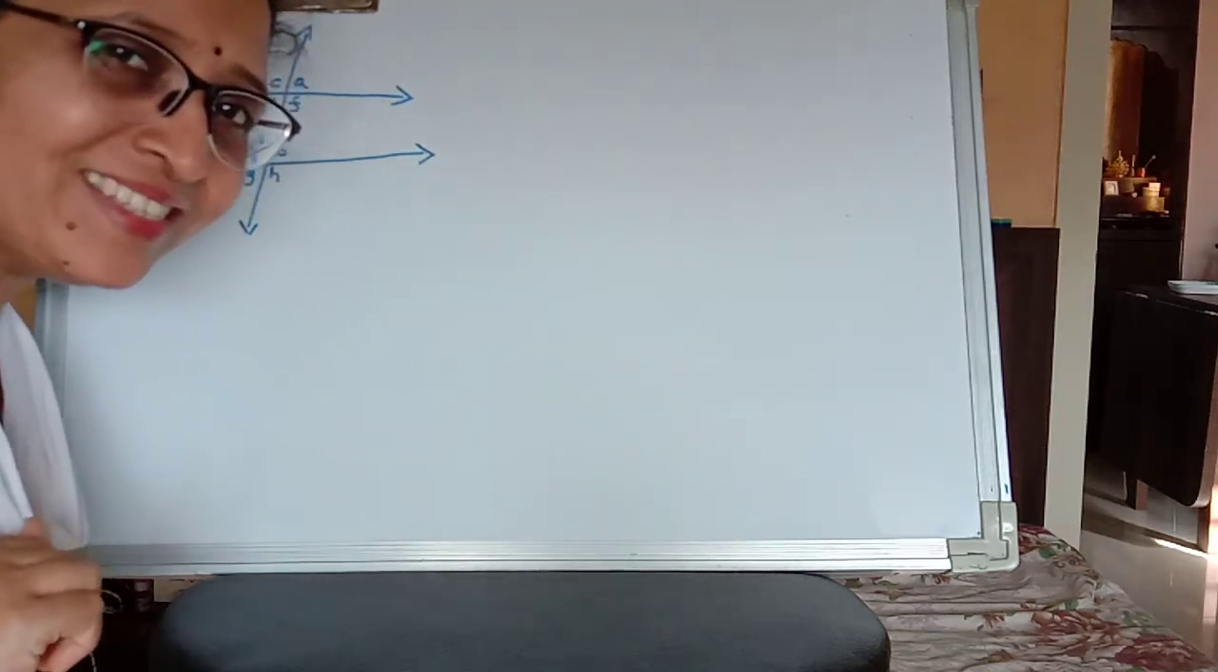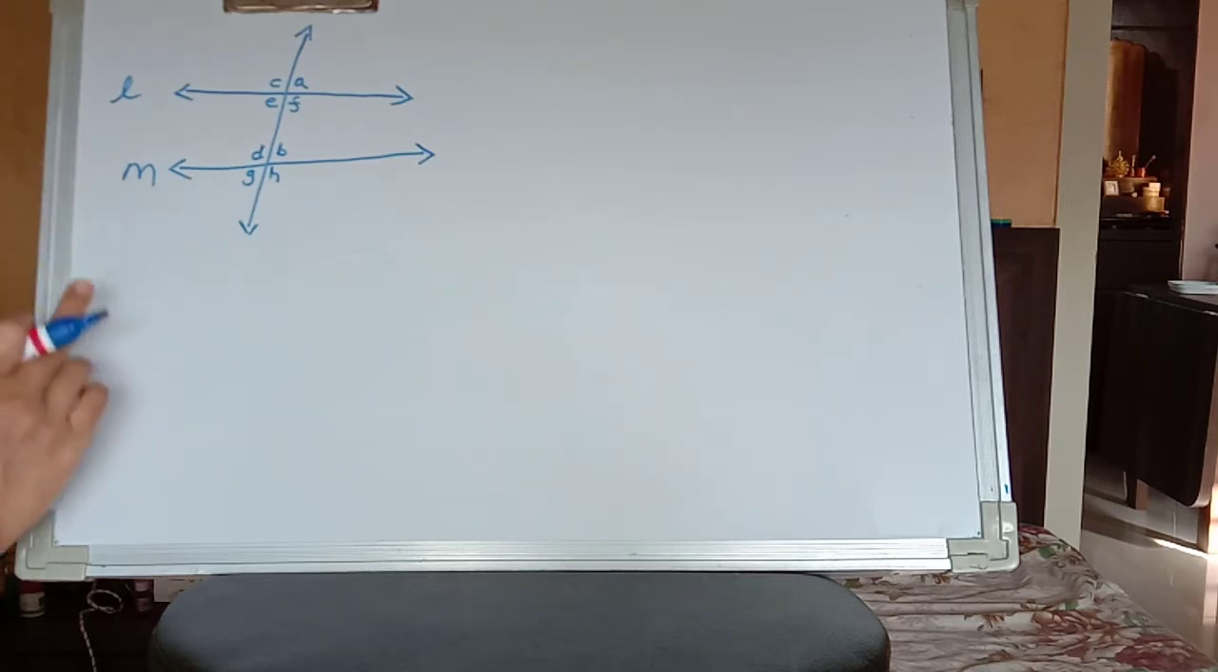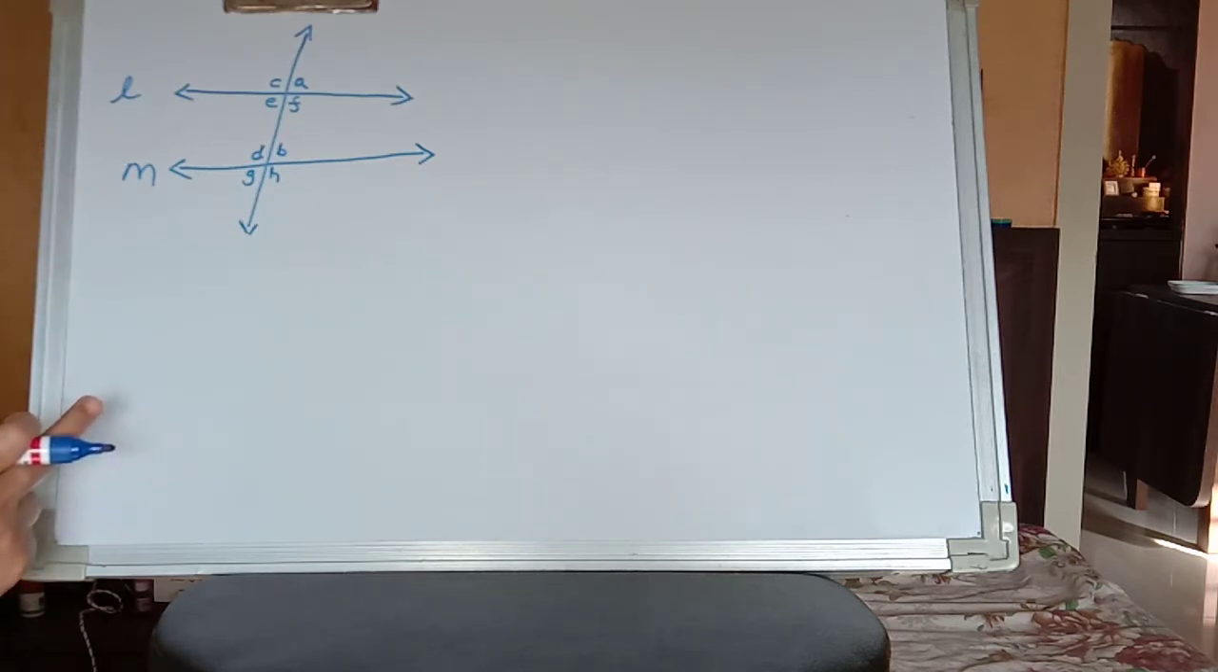Good morning, students. This video will help you solve worksheet number 1. The diagram itself tells you it is related to angles made by two lines and a transversal. I request you all to observe the video first and then solve the worksheet.